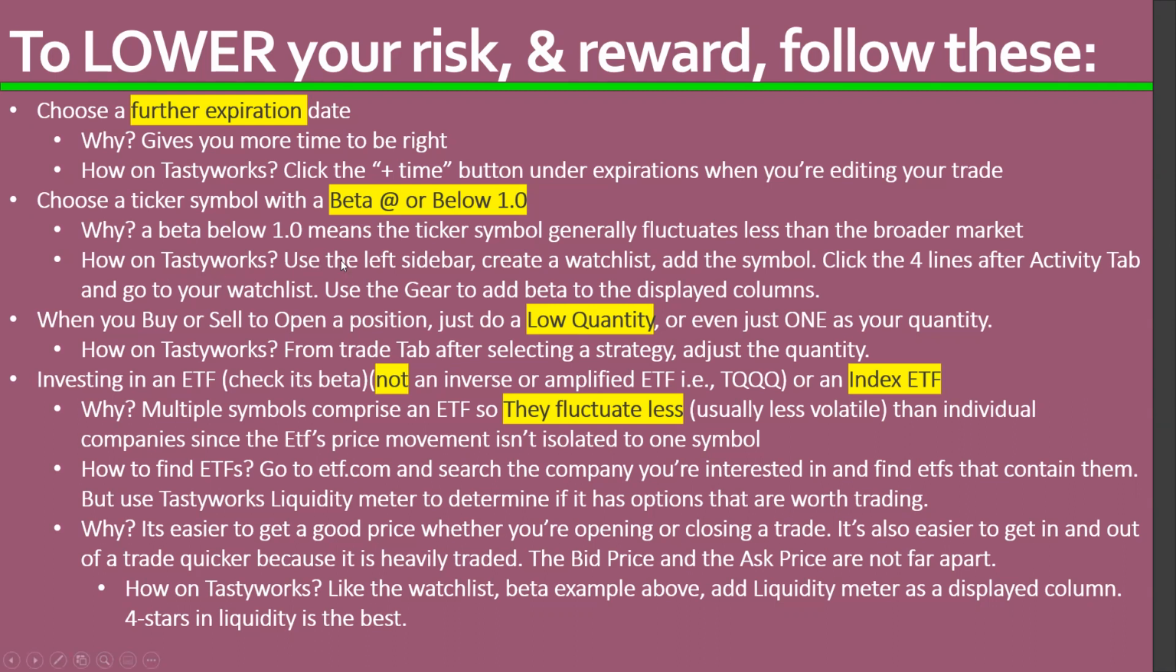How do we do this on Tastyworks? You're going to use the left sidebar, create a watch list, add the symbol, click the four lines after the activity tab, and go to your watch list. You'll use the gear to add beta to the list of displayed columns. Here's another thing you can use to lower your risk: when you buy or sell to open a position, just do a low quantity, or just do one. The way you do that, from the trade tab after selecting your strategy, is just adjust the quantity. That's how you do it on Tastyworks.